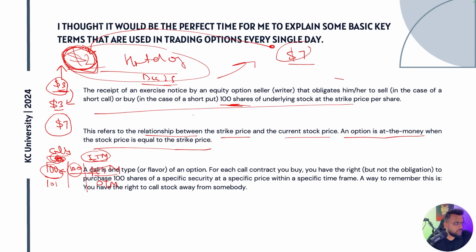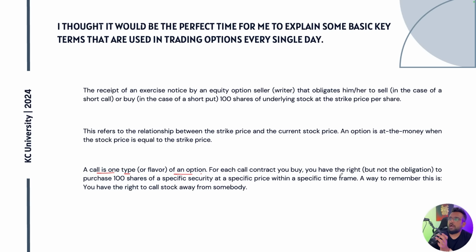Alright, no need to overcomplicate any of this stuff. A call is one type of option. For each contract you buy, you have the right to purchase 100 shares. Again, you have the right. You can either choose to exercise, or you can just say, nah, I don't want to exercise, nothing.